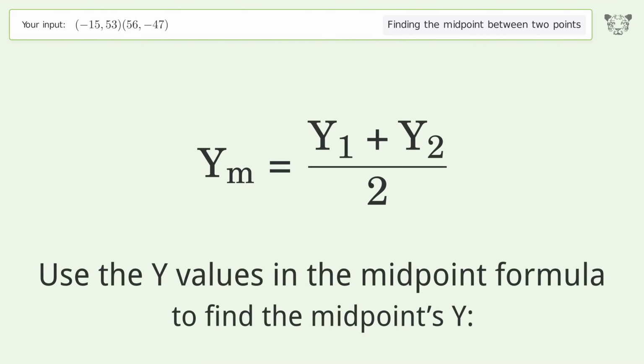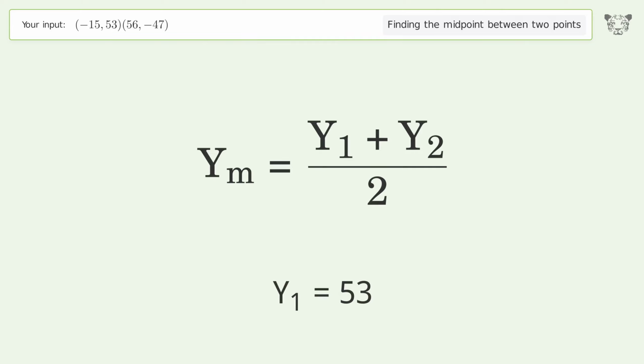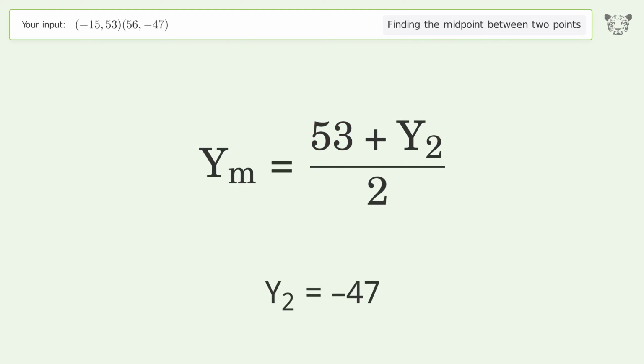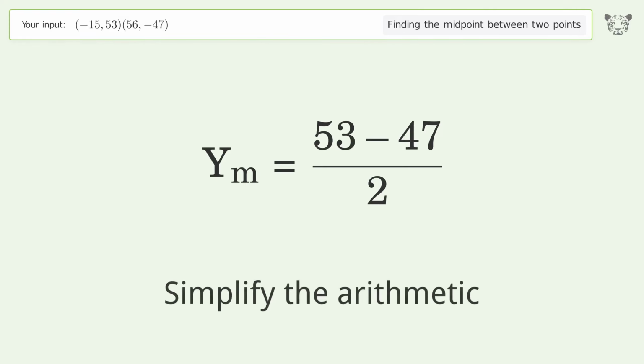Use the y values in the midpoint formula to find the midpoint's y. y1 equals 53. y2 equals -47. Simplify the arithmetic.